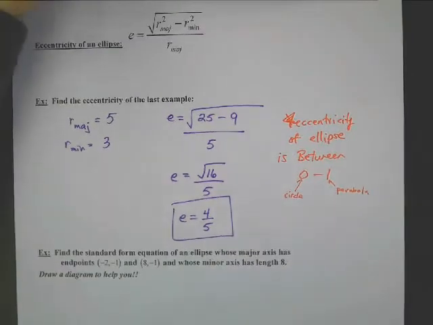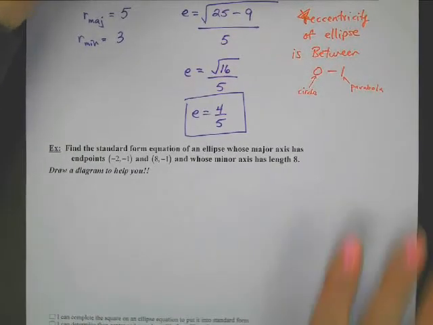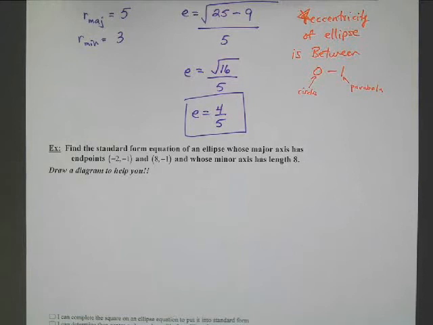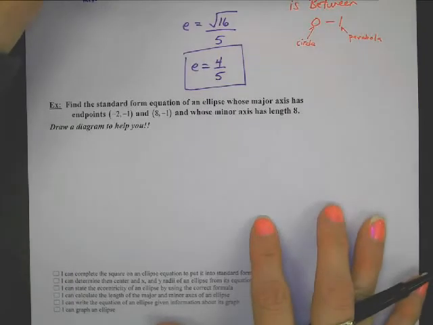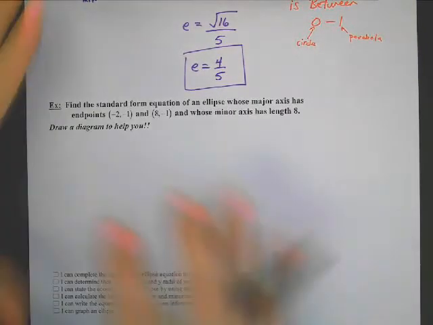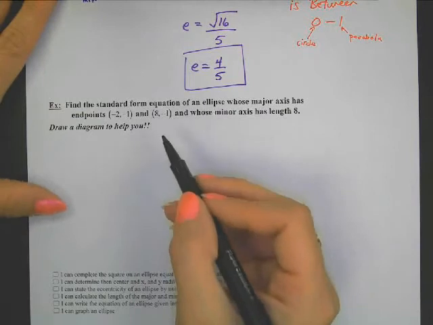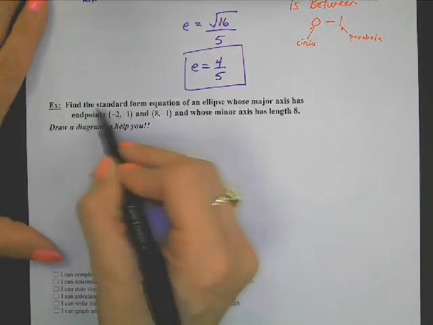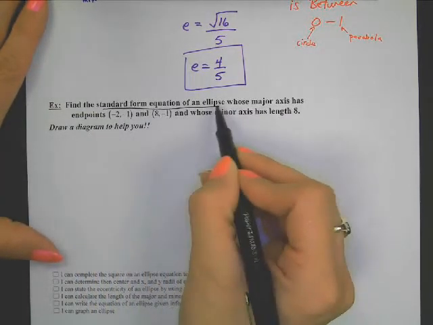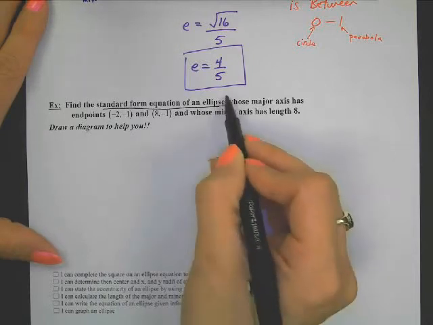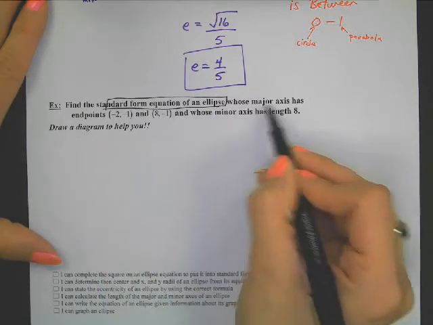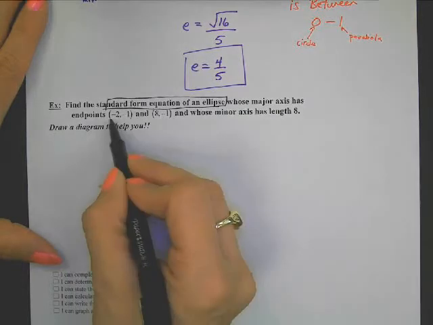Okay, the last thing we're going to look at here is writing an equation. And the best thing we can do is draw a picture. If you have a picture of the information, you will be 99% more likely to get the problem correct. Okay, and that's a very statistical analysis that I did. Find the standard form of the equation of an ellipse. Okay, got it. The major axis has endpoints here and here.